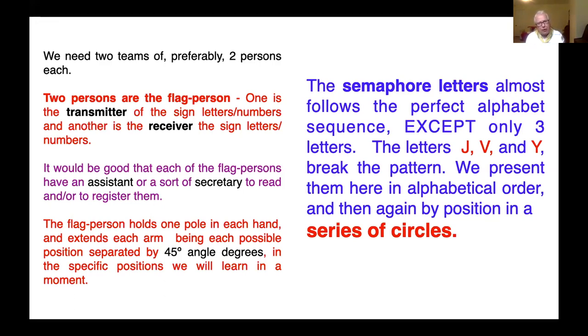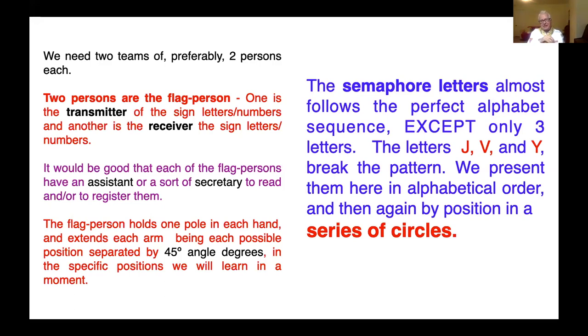The semaphore follows the alphabet, A, B, C, D, E, and so on, except only three letters, the J, the Y, and the V, only those. But I discovered a system not to forget the J, and not to forget the Y, and not to forget where the V is.